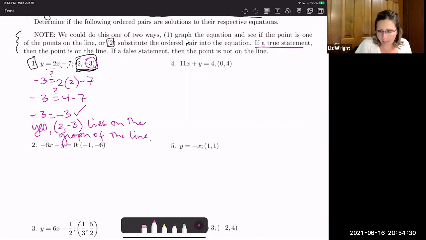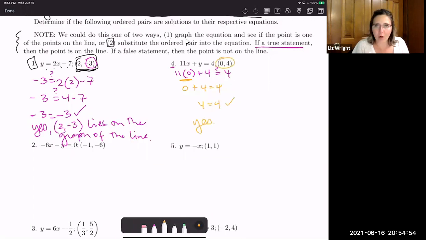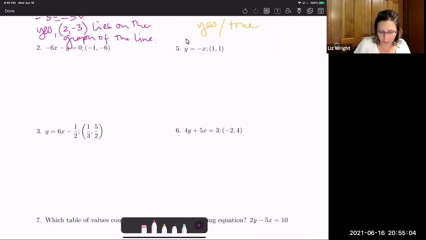All right, I'm going to bump over here to number 4. So this one I've got 11 times 0 plus 4. Does that in fact equal 4? Well, we know 11 times 0 is 0, plus 4 equals 4. 4 equals 4, check. This one is yes. So yes, (0, 4) would lie on the graph of the line. Or you could say true. Either way.